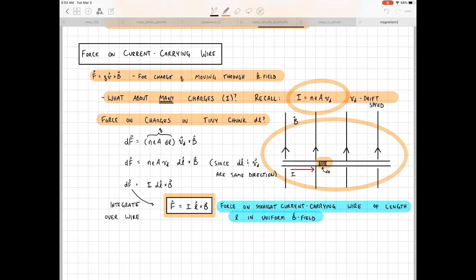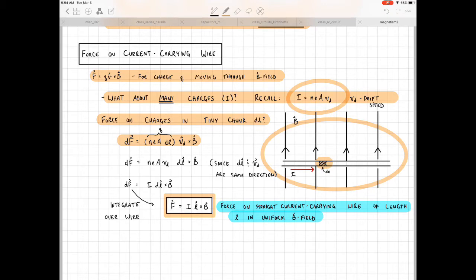All right, so how much force is on that little chunk? Well, it's whatever the Q there is multiplied by V cross B. And whatever the Q is there is the first part of that expression: the particle density, the charge, the area, and then all multiplied by dl. And so you can see the units work out there. N has units of per meter cubed, and then A dl has units of meters cubed. Those units will cancel, and we'll just be left with the unit of E, which is the charge.